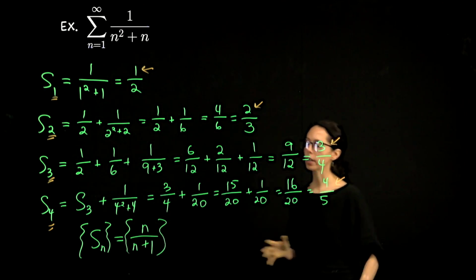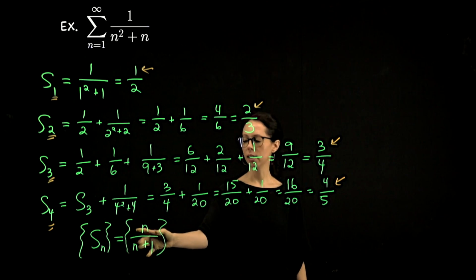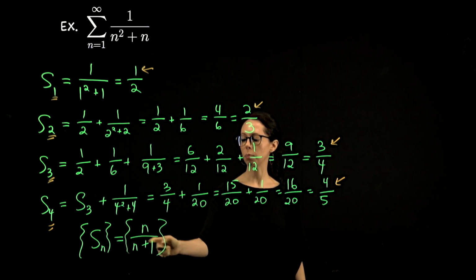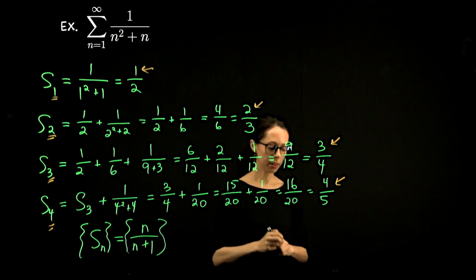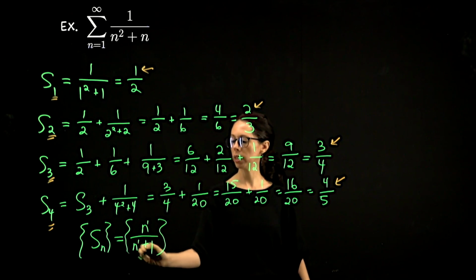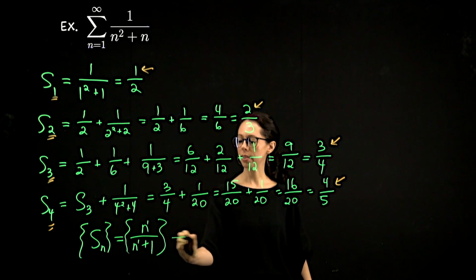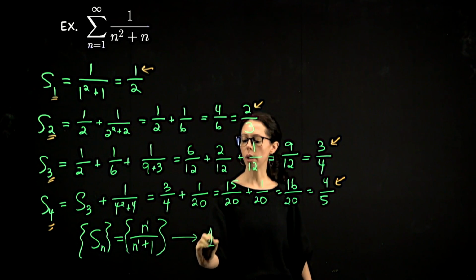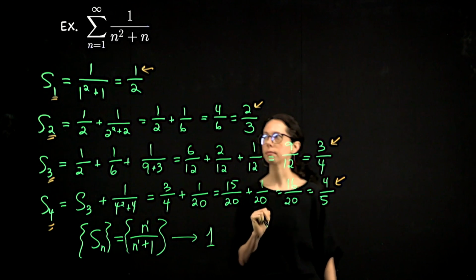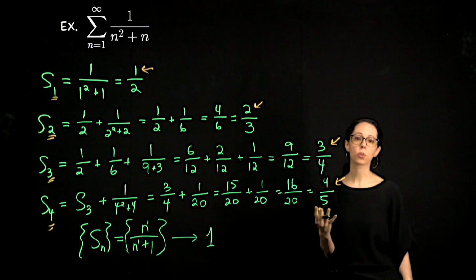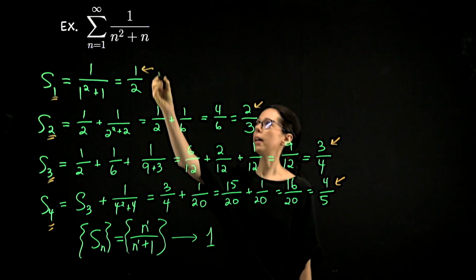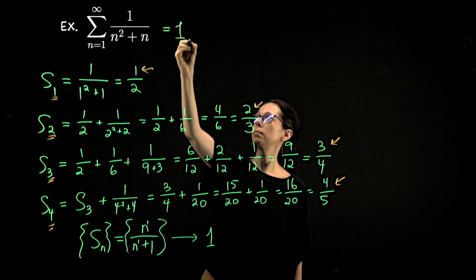In this case, we're looking at a rational expression with n. So we have n to the 1 divided by n to the 1 plus 1. This limit is going to be the ratio of the coefficients of the n terms. We have n to the 1 divided by n to the 1, so this sequence converges to the number 1. Therefore, the limit of our infinite series exists, or in other words, our infinite series converges, and it converges to the number 1.